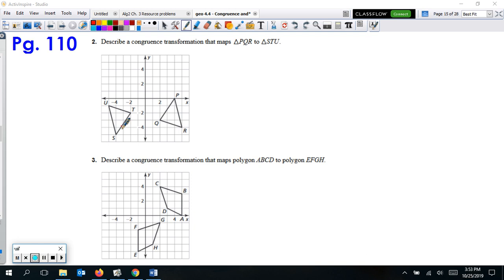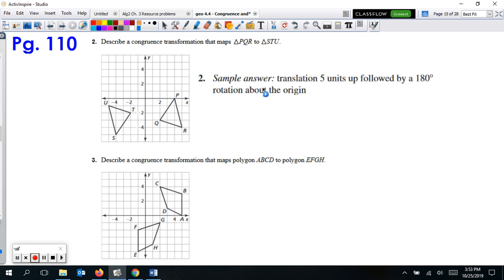All right, so hopefully you paused it, you tried this number 2, and the answer I show you is just going to be a sample answer, because there is more than one way to get the answer. So you may have done it correctly, but it may not be exactly what this says. So this one says translation, 5 units up, followed by a 180-degree rotation about the origin.